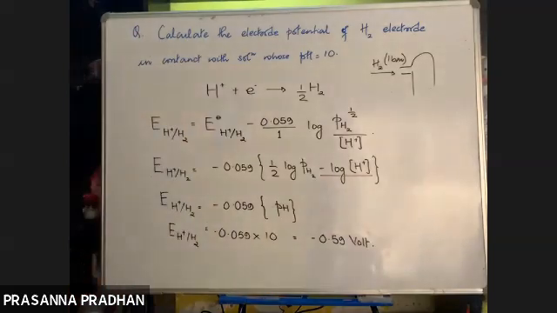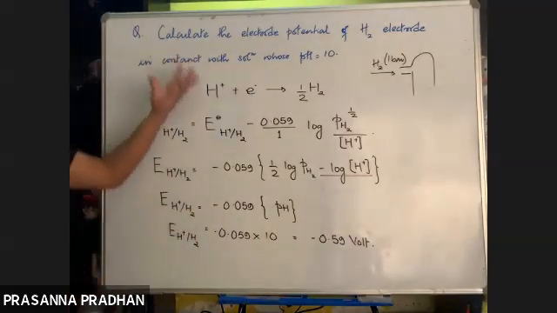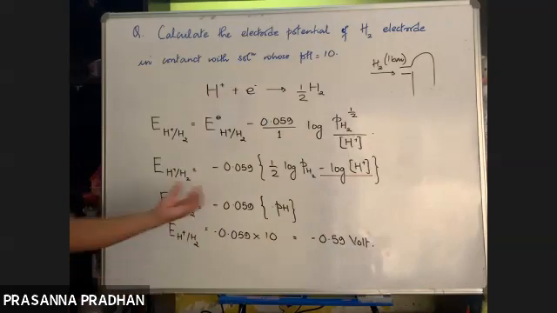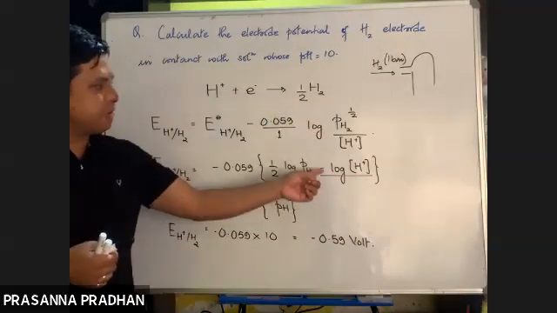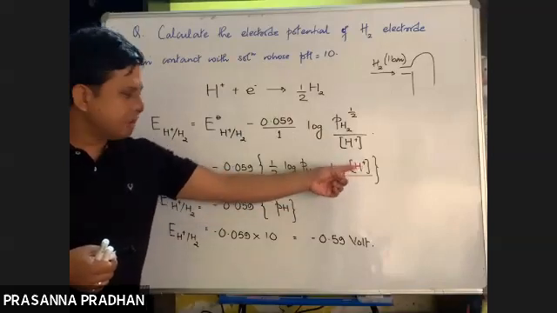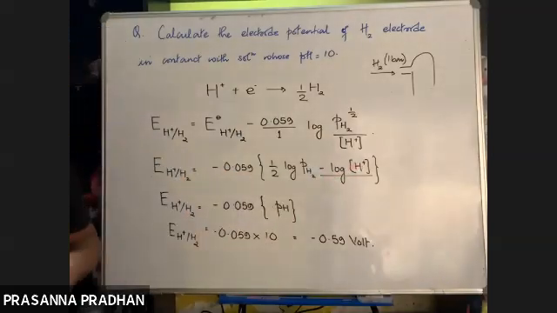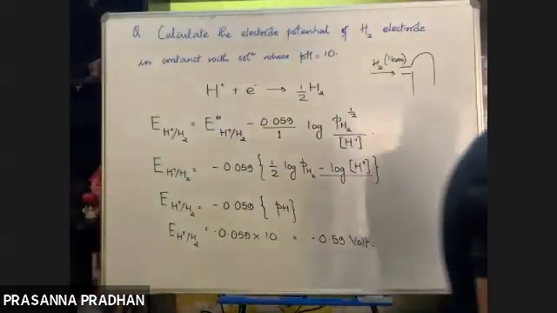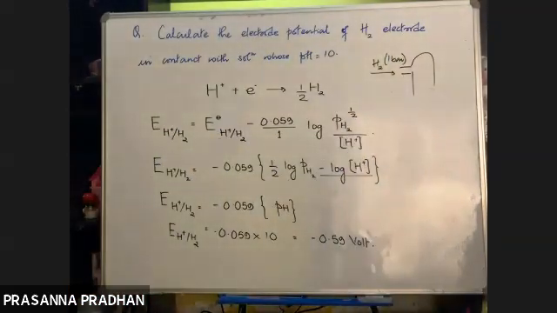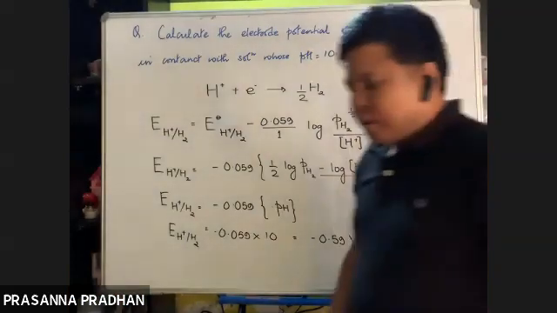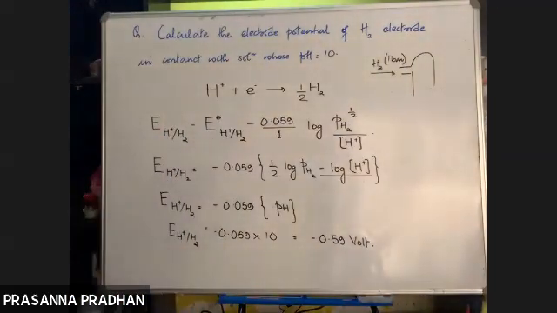Whenever we discuss the Nernst equation related to a hydrogen electrode, some problems related to pH might come, since in the equation we have minus log H positive ion, which is equal to the pH. This type of problem is very common. So this is the Nernst equation for a hydrogen electrode. Let us see one more problem.